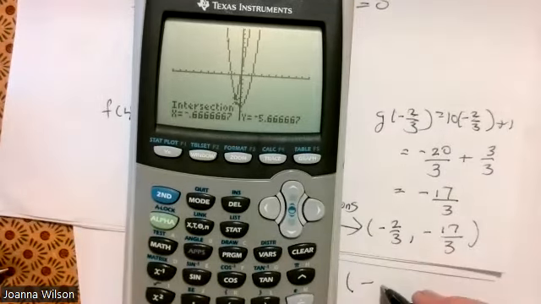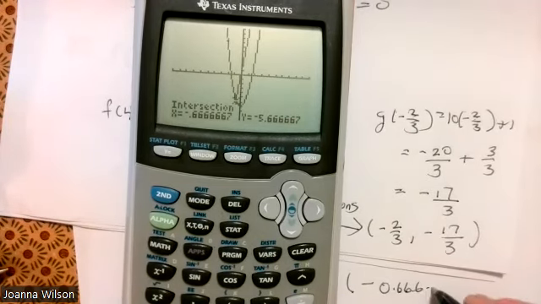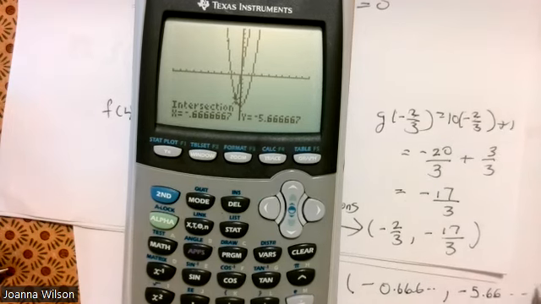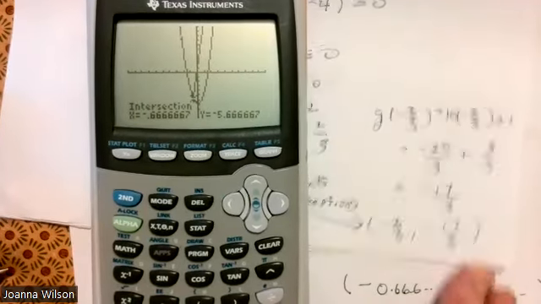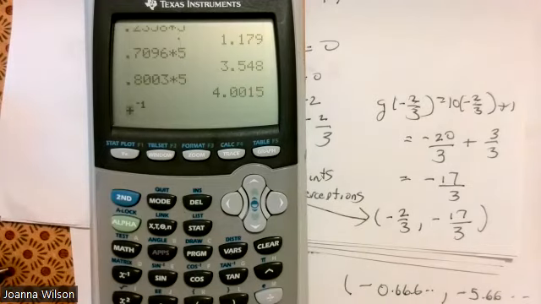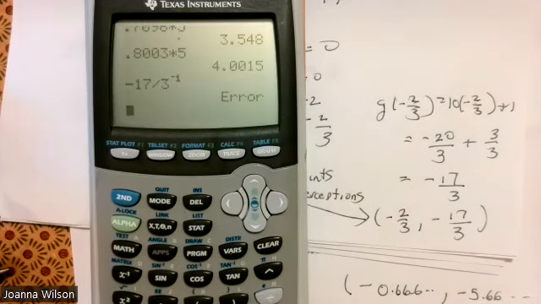So now notice I got this minus 0.66, and the sixes keep going. And then I got this -5, and the 6, and the 6, and the 6 keep going. Well, that's really this value right here. This is -2/3. And if we go -17 divided by 3, oops. I think I know what I did wrong here. I did the minus sign instead of the subtraction sign.